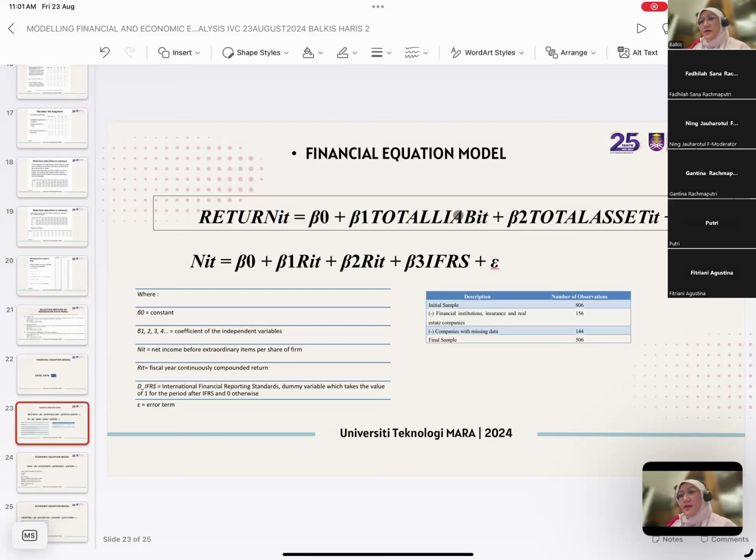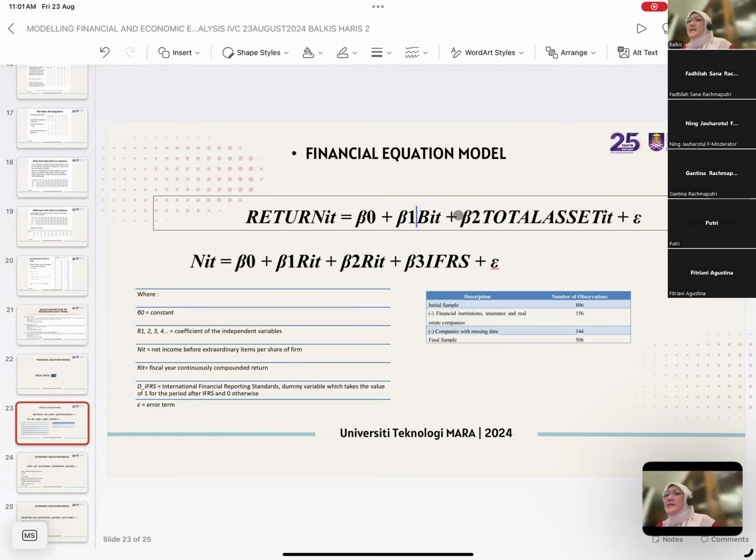Based on the literature, the return of shares for every company and every quarter, quarterly data. So in the first row we have company, in the second row we have quarterly data. Quarterly data, quarter means we have quarter 1, quarter 2, quarter 3, quarter 4.